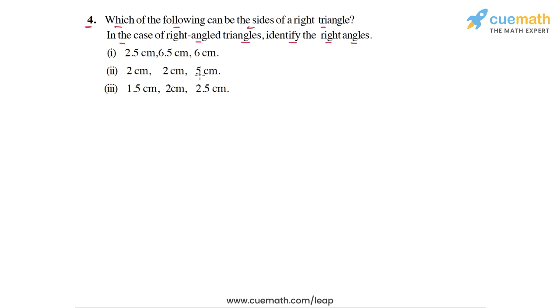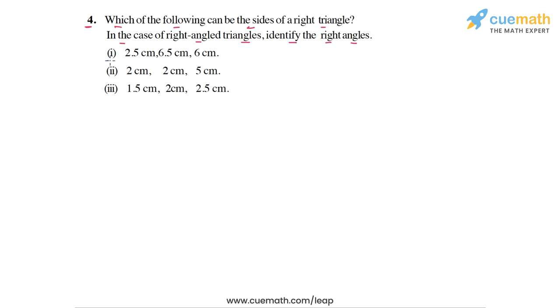So to solve this question, we will make use of the fact that for 3 lengths to form a right triangle, they must satisfy the Pythagoras theorem, which means that the sum of the squares of the smaller 2 sides must be equal to the square of the largest length. Okay, so let's check whether that's the case in each of these.